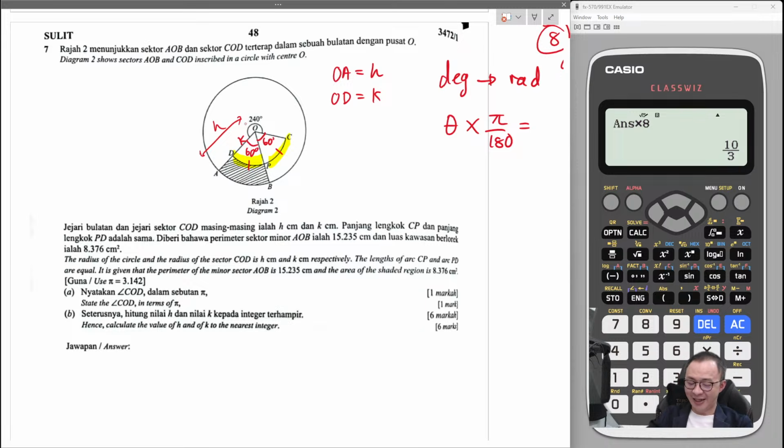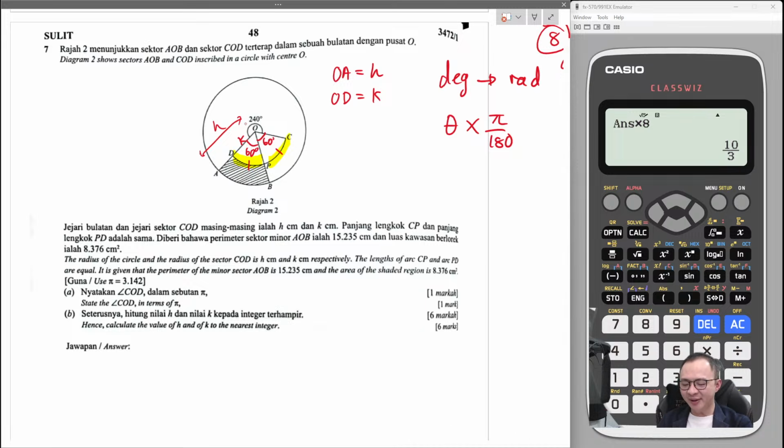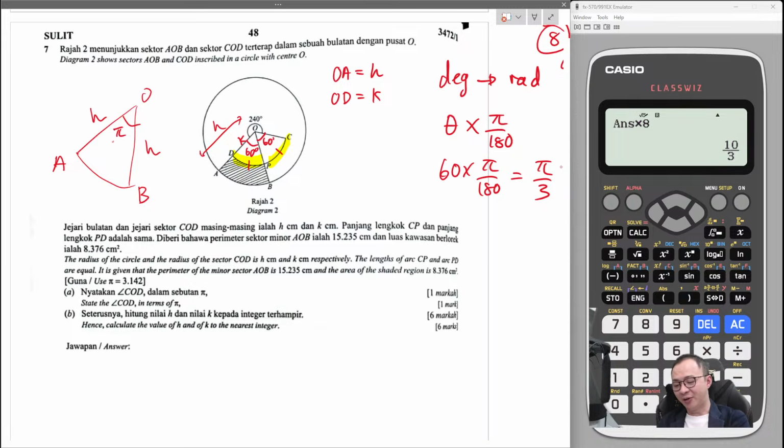Okay, so understand how to change the degree into the radian. We haven't read finish. It's given the perimeter of the minor sector AOB is 15.235. So I literally draw out the minor sector to give you some idea. OAB, this one is H. This one will be H. The angle here is 60 degree. If I want to change to radian, it's called pi over 3.